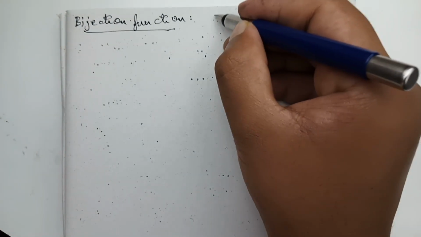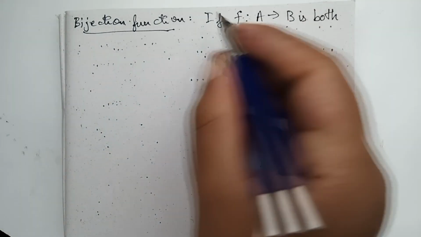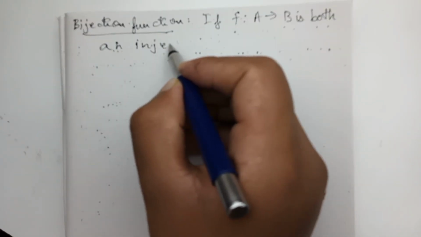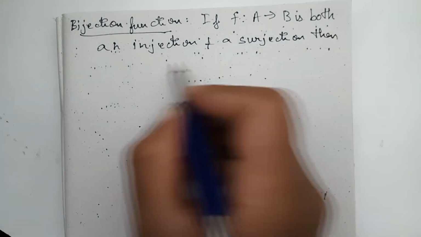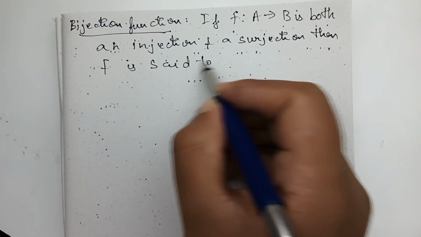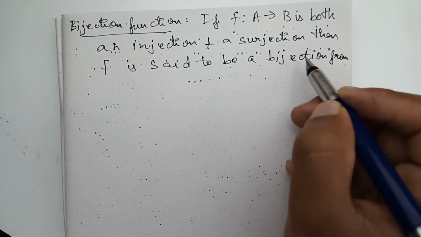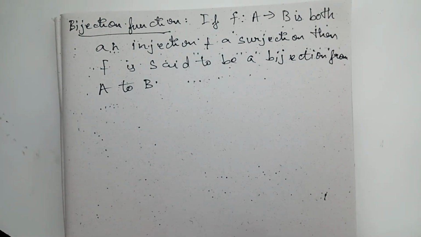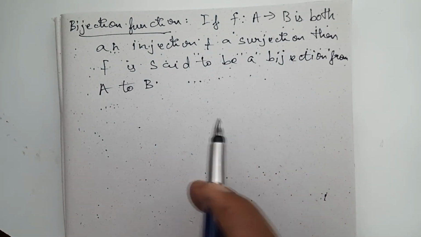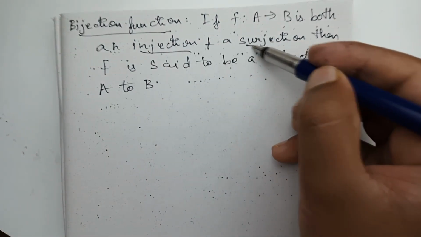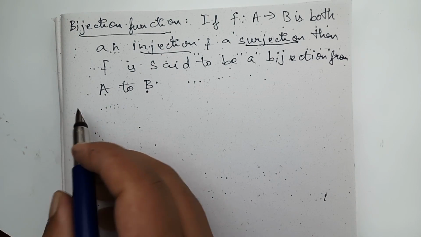Bijection function is nothing but if f from A to B is both an injection and a surjection, then f is said to be a bijection from A to B. Now, a bijection is nothing but if an injection and surjection are both there in these sets A and B, if these two conditions are there in these two sets, then it is known as a bijection function. Okay. Now examples.